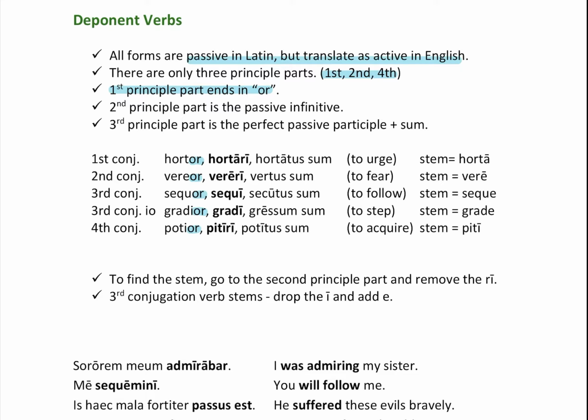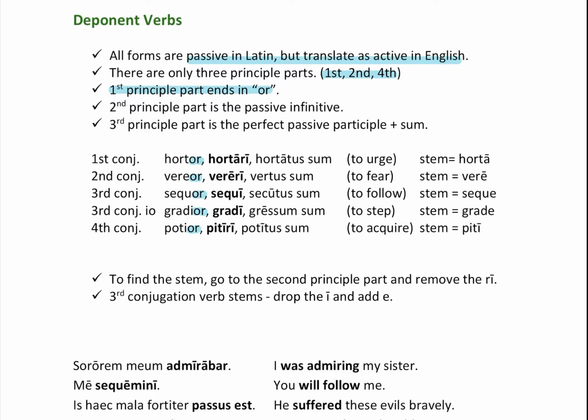All right, you're going to learn about deponent verbs this week, and this might feel difficult, but I promise you that it isn't. The word deponent comes from the verb deponere, which means to put down. So these verbs literally have put down their active forms. Now, deponent verbs appear passive in Latin, but they translate as active in English. The trick is to be able to recognize them in Latin.